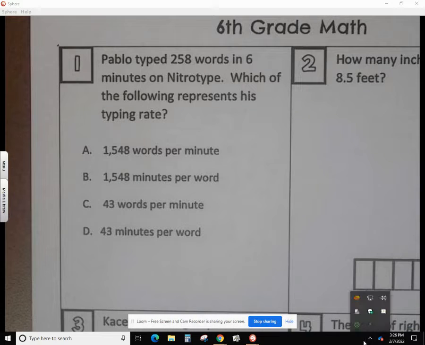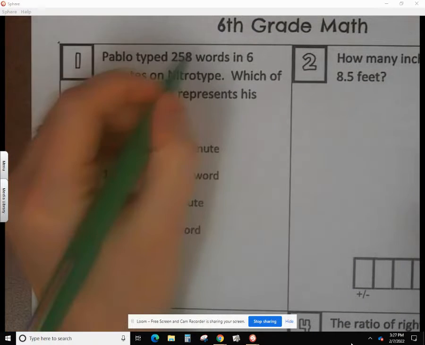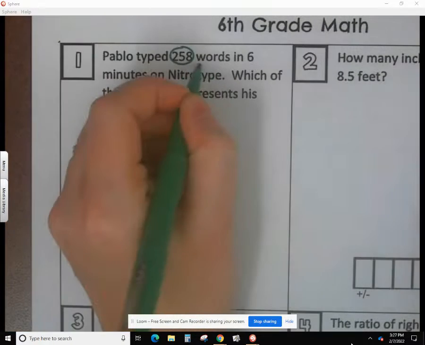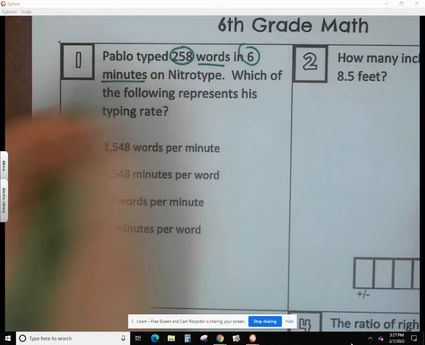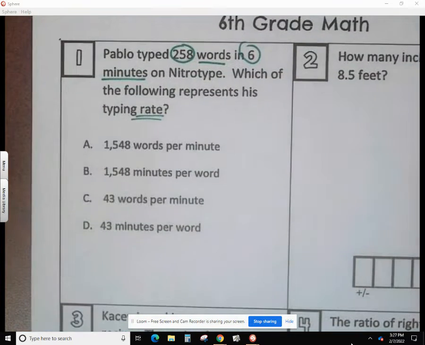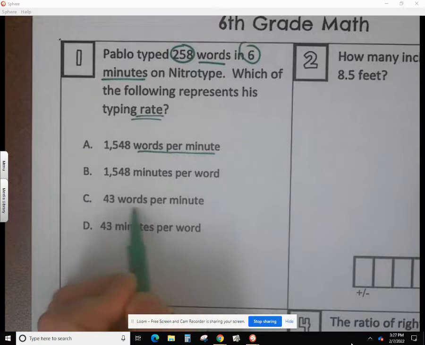Okay, so we have our test tomorrow over ratios, rates, proportions, and measurement conversions. Let's look at this first question. We know how many words the boy can type in 6 minutes. We want to know his typing rate. And your typing rate is represented in words per minute.